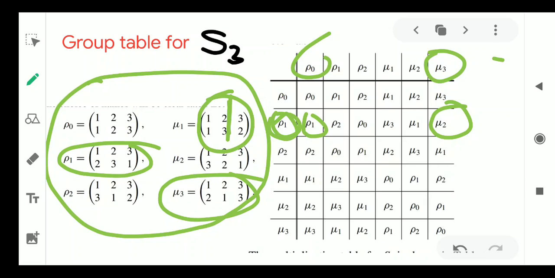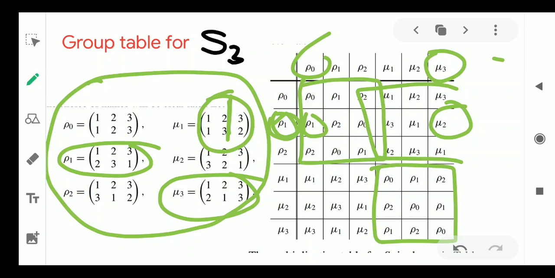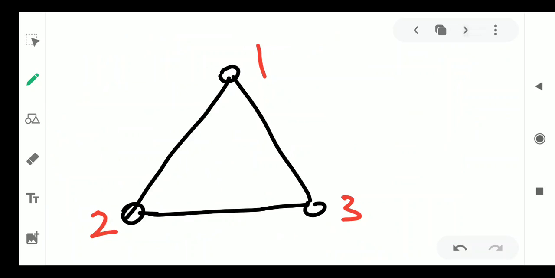You can see a specific thing. Here is a part where rho only appears. Here is a part where rho appears. Here is a part where only mirror reflection appears. That's the thing. So now I'll tell you that this is nothing but permutations used for learning symmetry.